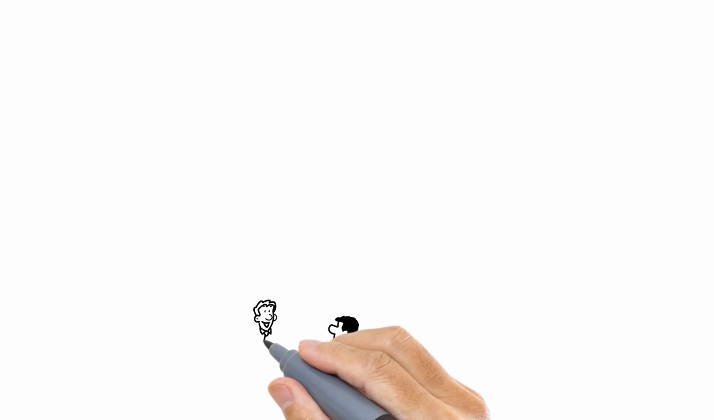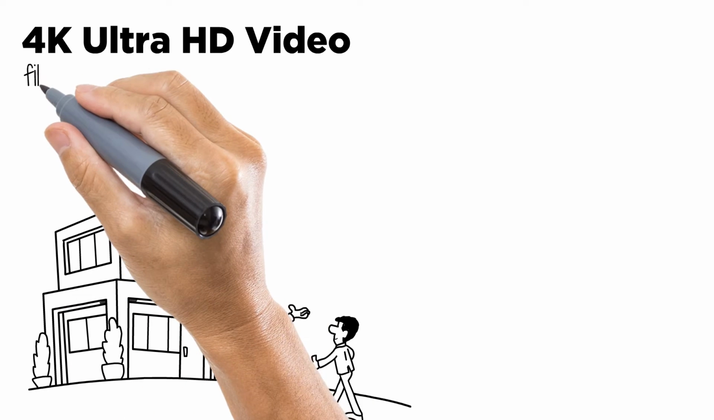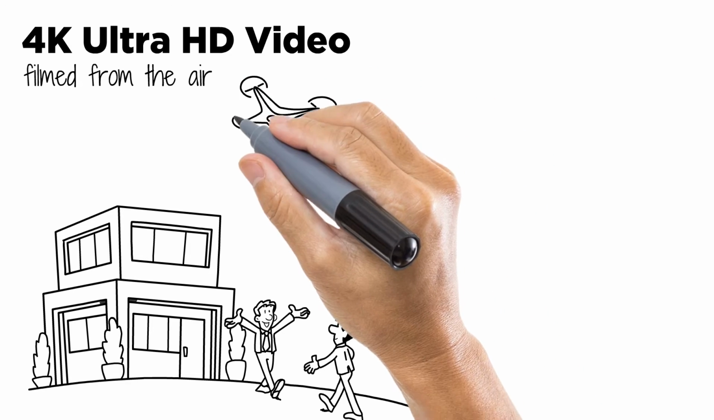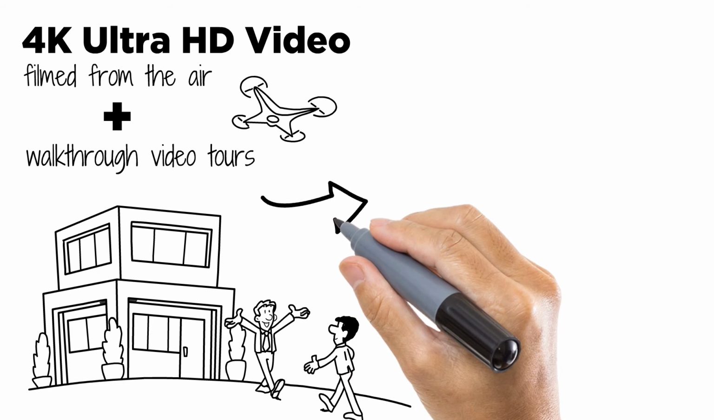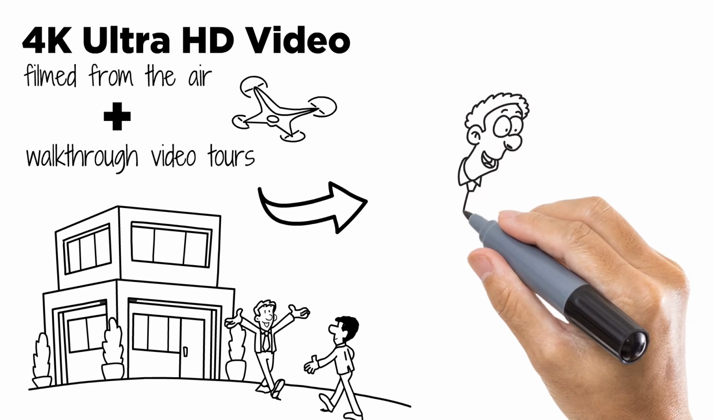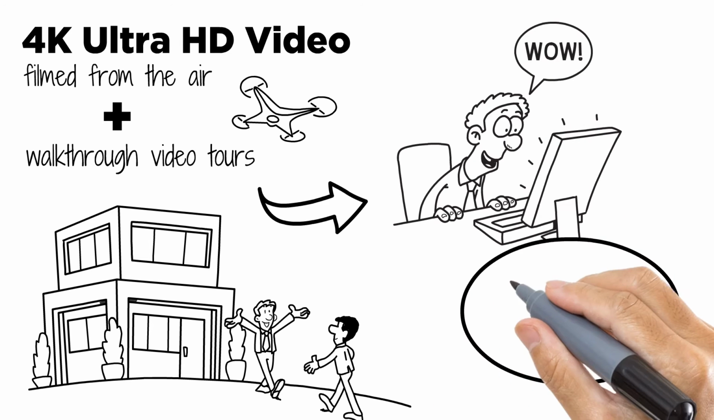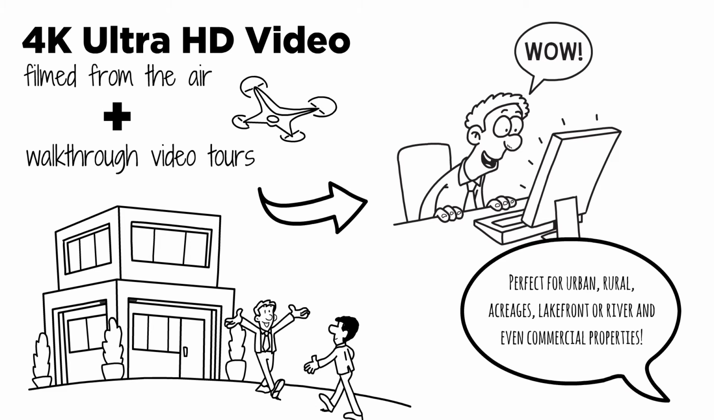There is no better visual way to promote your listings than with 4K Ultra HD video filmed from the air. Combine this with our other services that include 4K Ultra HD walkthrough video tours of the home, which can be edited together with the aerial footage, resulting in an attention-grabbing promotional video. Perfect for urban, rural, acreages, lakefront or river, and even commercial properties.